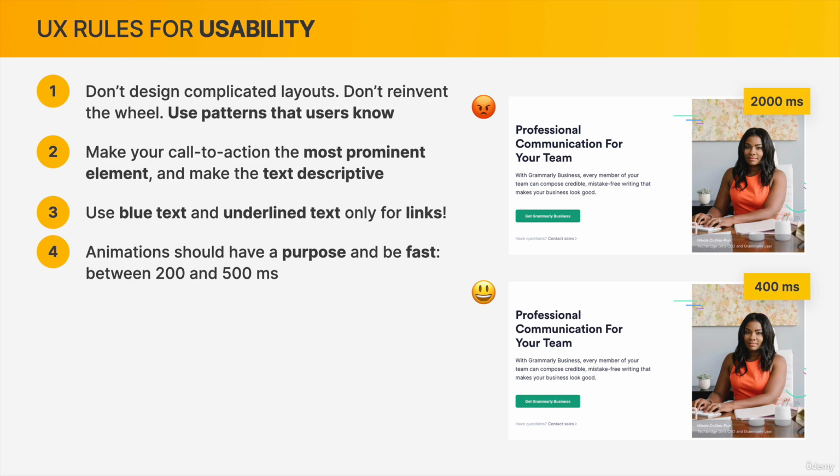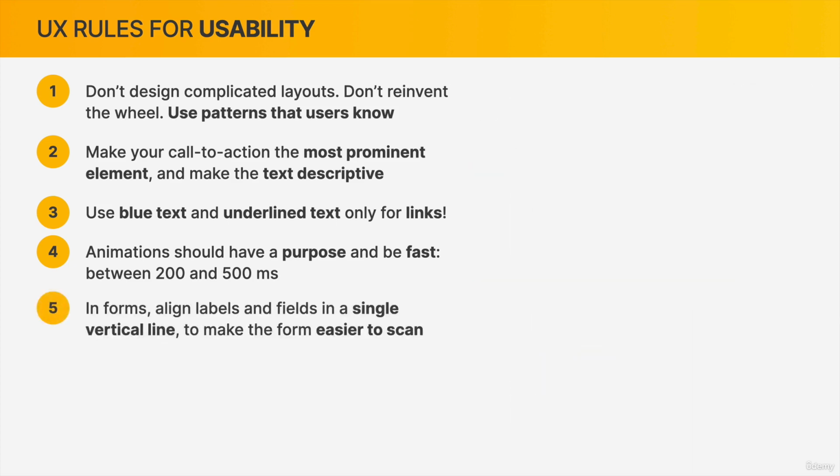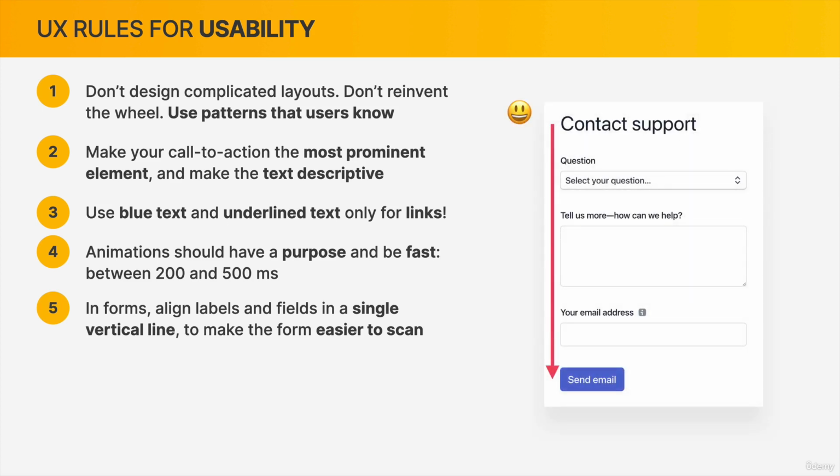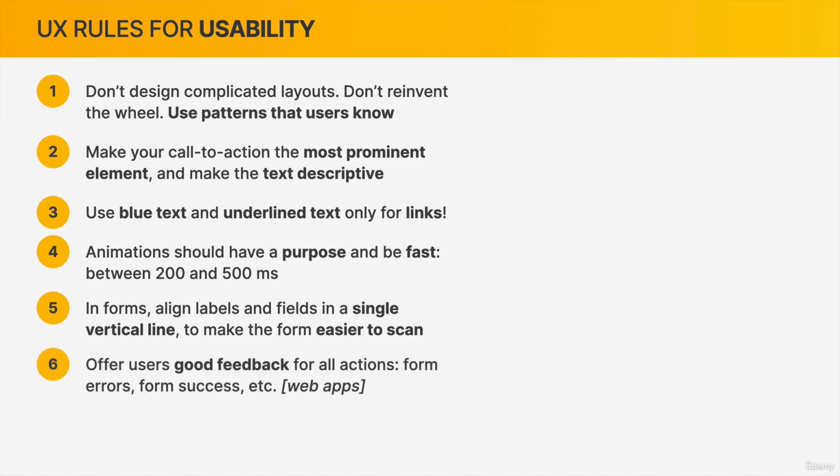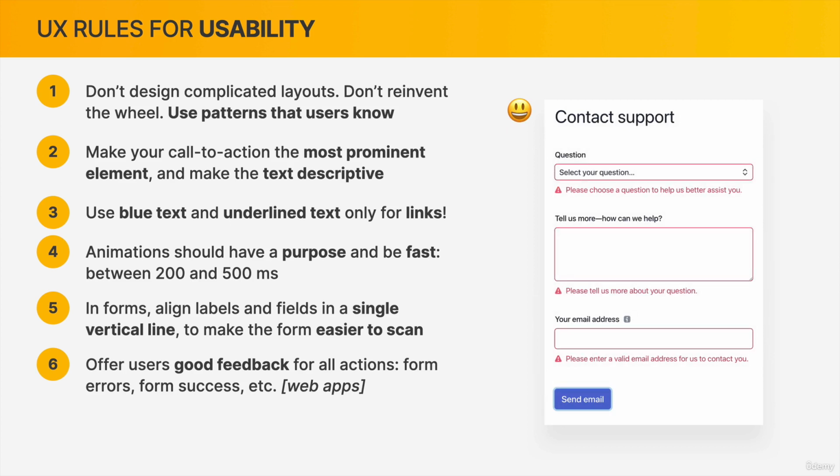So follow this rule whenever you do want to place animations in your design. Next up, when you design a form, it should be very easy to scan. And so in order to do that, you should align your labels and fields in one single vertical line, just like in this example here.